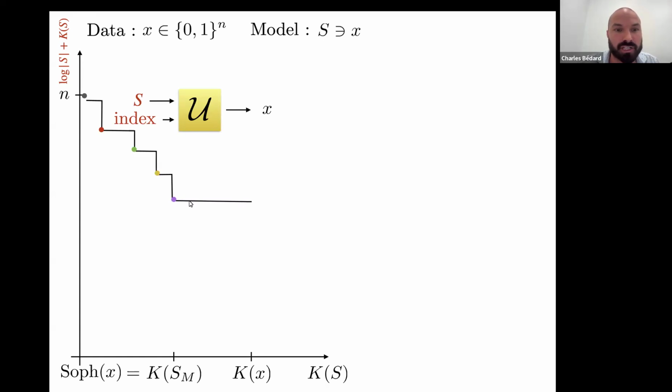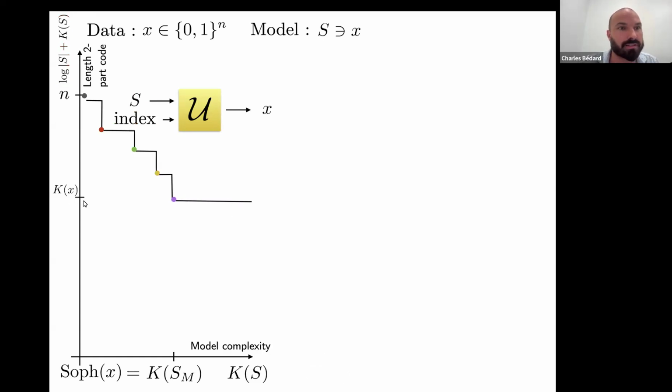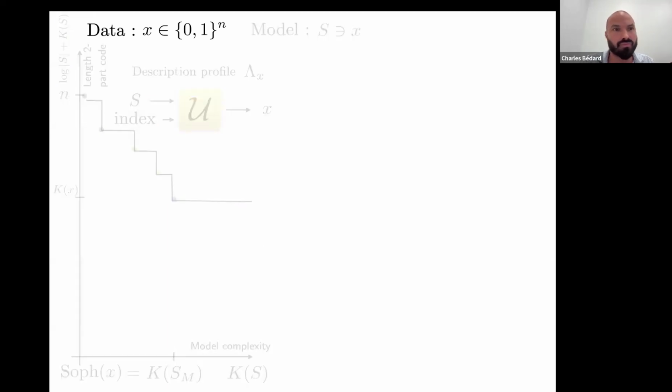And we see that it will reach K of x here. Yeah, that's K of x. That's the length of the two-part code, model complexity. It's just an affine transformation. Why not? We still have sophistication at that value. Now, let's call that the description profile, and let's forget it for a little while.